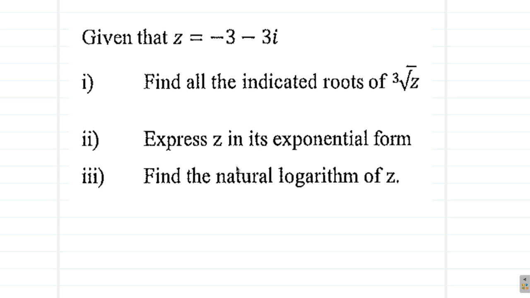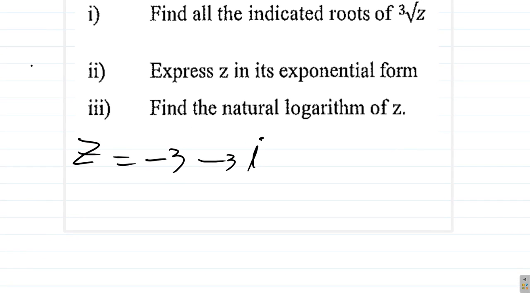Okay, so you're finished? Good. So, let's see how this goes. We have z equal to negative 3 minus 3i. Remember, to find the root of z, we're going to write it in polar form.